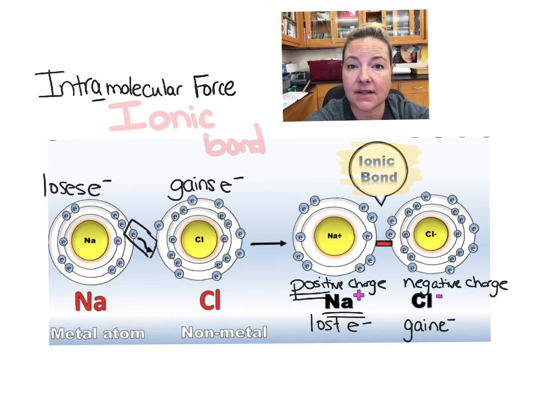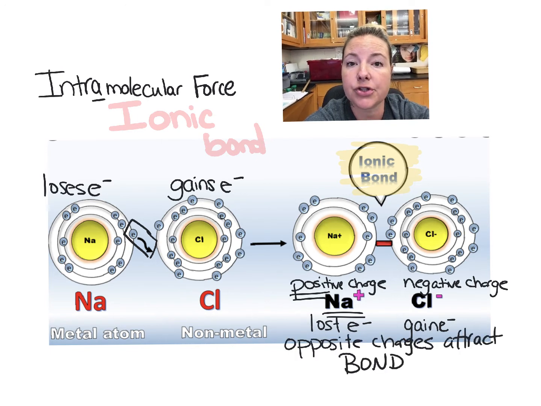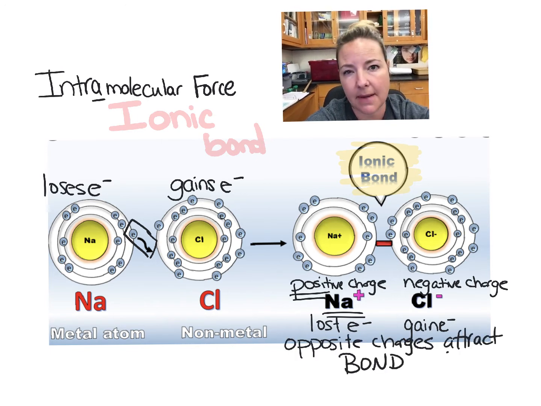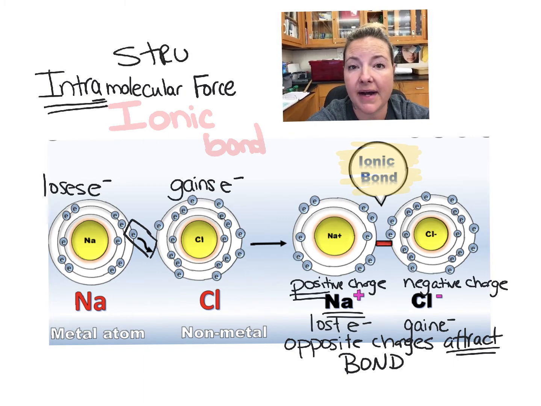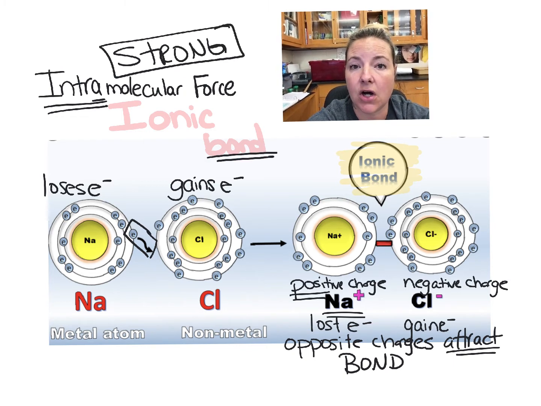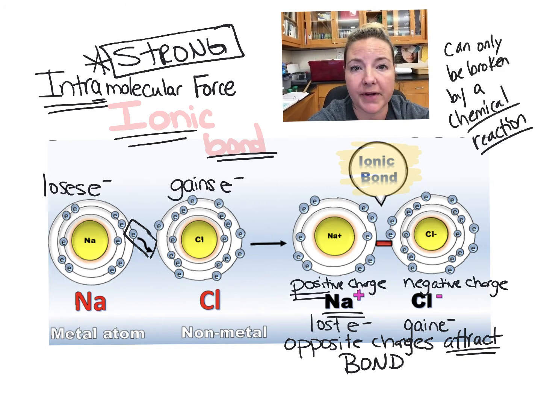Because they are oppositely charged because of the loss and gain of the electron, they are now attracted to each other. It's almost like magnets, where the positive end and the negative end are going to attract to each other. And so this intramolecular force is a strong force. This bond is created between the sodium and the chlorine, and it's called an ionic bond, and it's very strong. The only way to break it apart is with some chemical reactions.